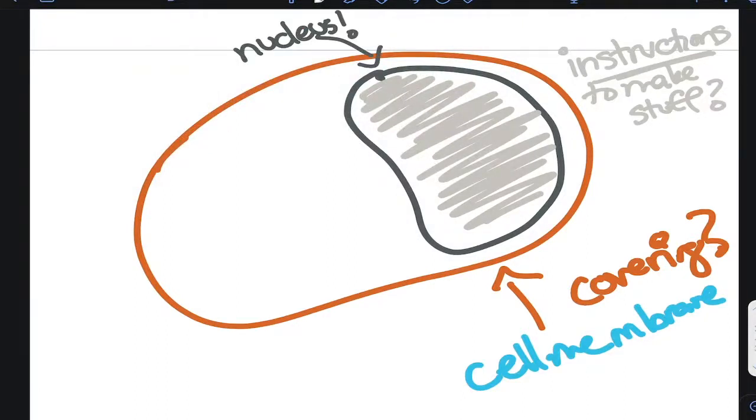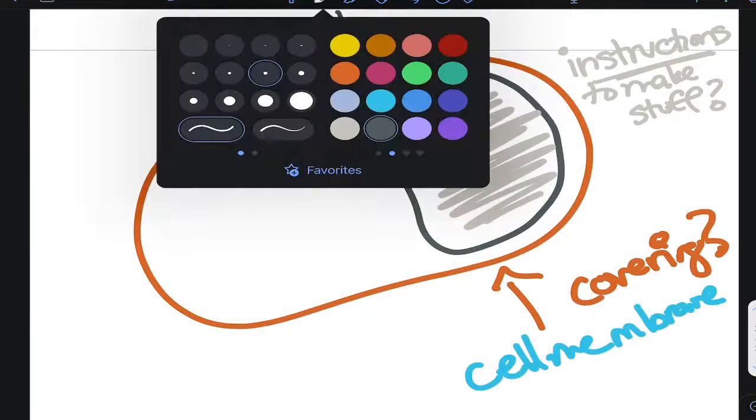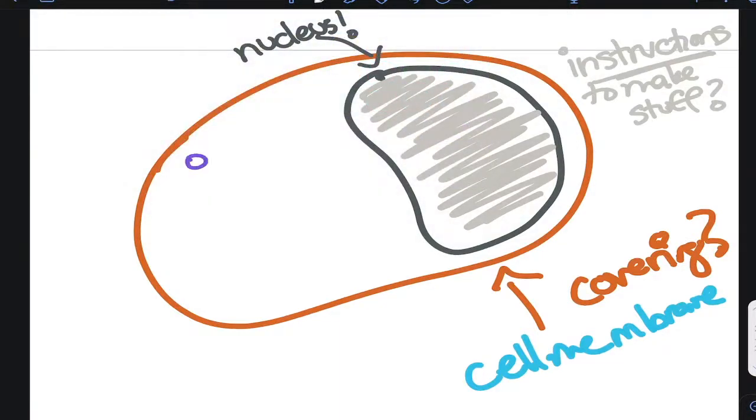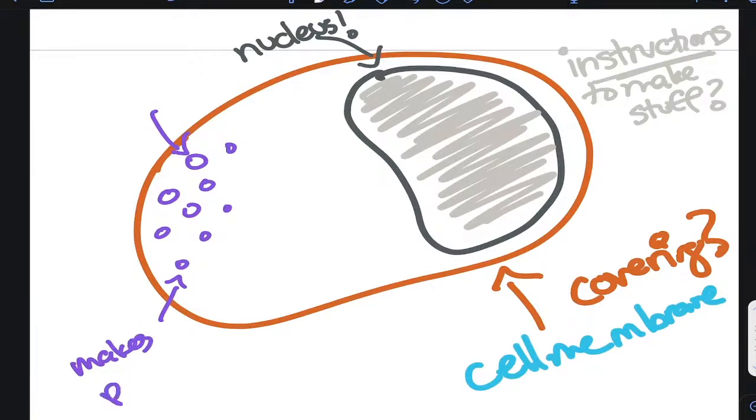Great job. Now what is the part of the cell that actually makes the stuff? These little dot things, these little dots. What are the parts of the cell that make stuff? And specifically makes proteins. You've heard about eating proteins. It turns out your body makes proteins too. What is the part of the cell that makes proteins? Hopefully you said ribosomes.